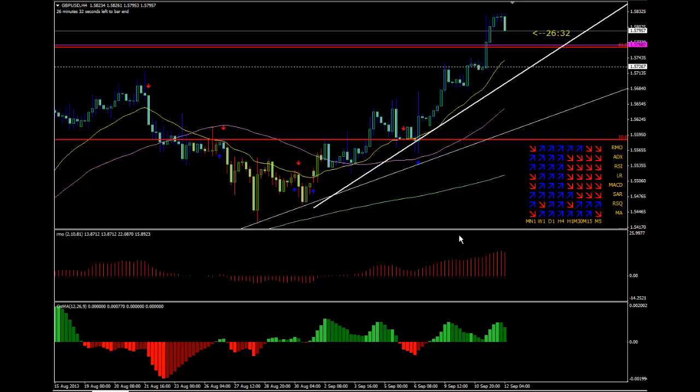20, 50 and institution below price, positive. RMO above, positive. MACD above, positive. And we've had a break of a major support weekly fib level here. So it's all positive, just having a consolidation on the breakout.